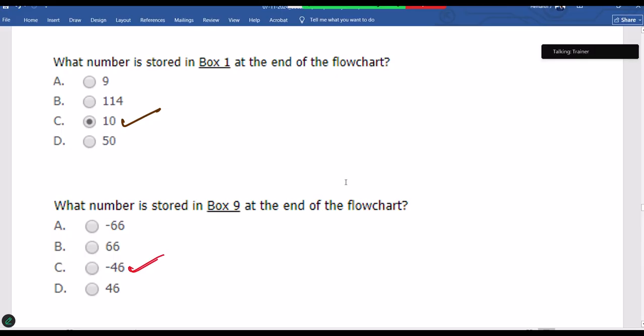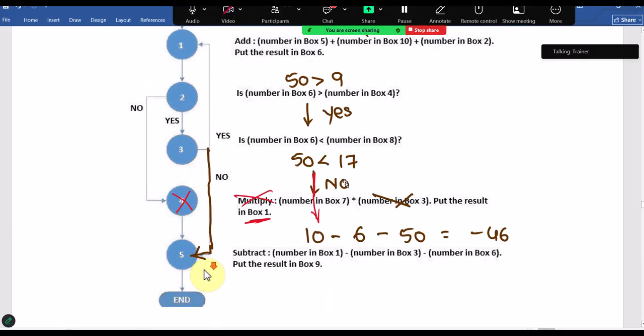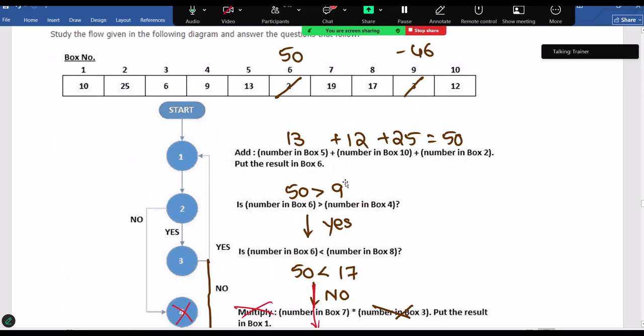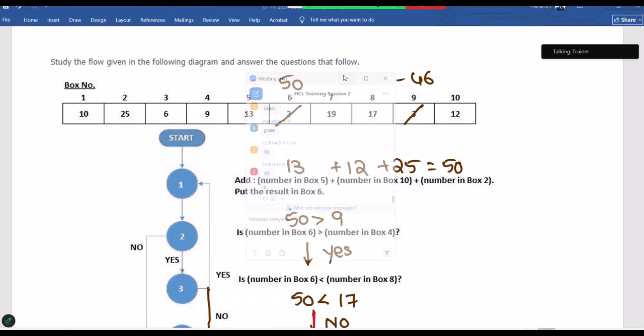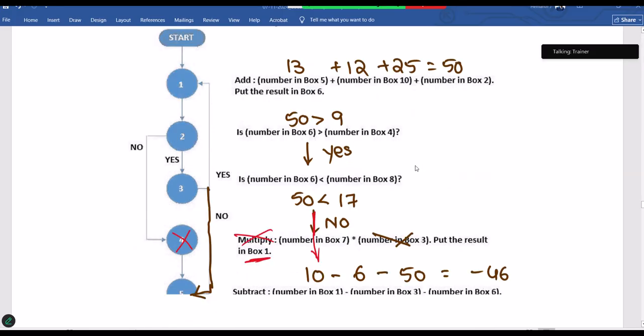After the flowchart, they'll ask questions like this. Sir, while analyzing these boxes, we are taking time. But as I mentioned, you have 2 to 3 questions. Right. They'll ask you which box has the highest number, which box has the lowest number.